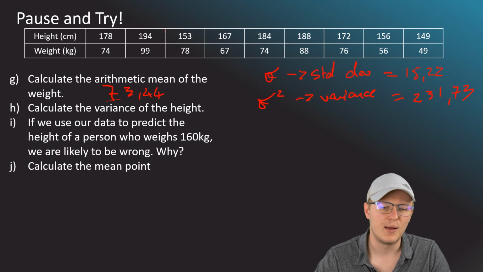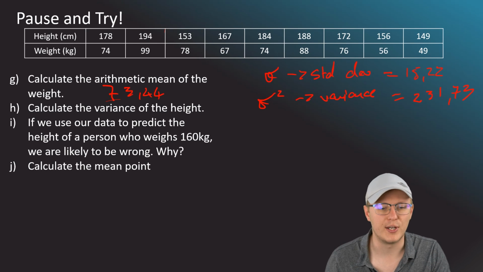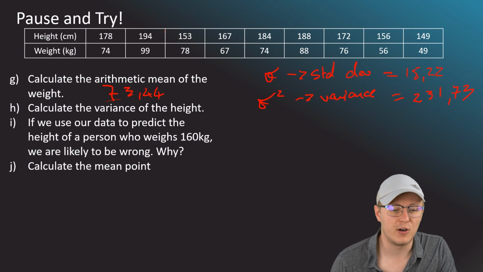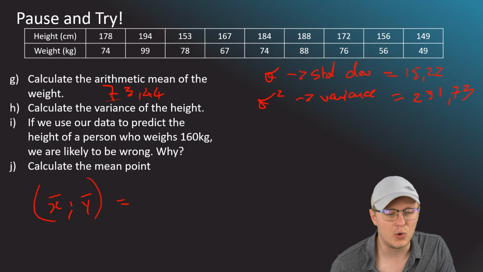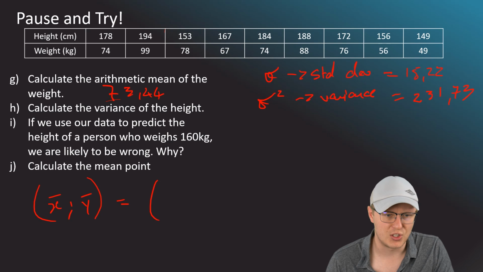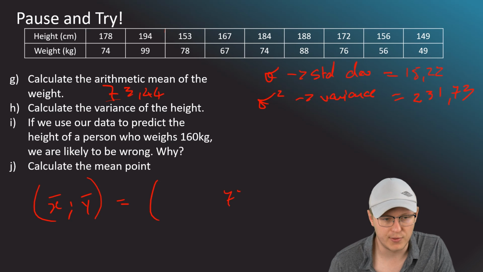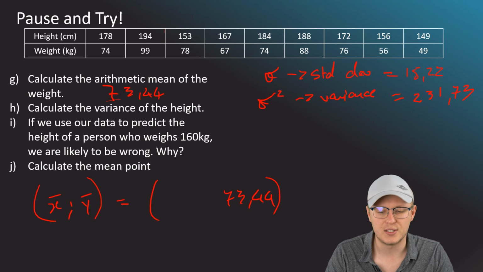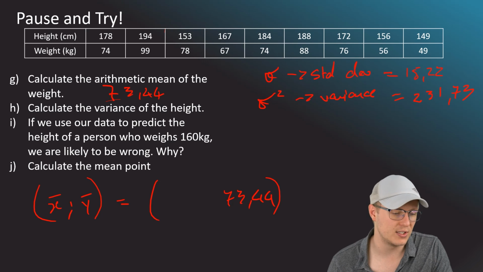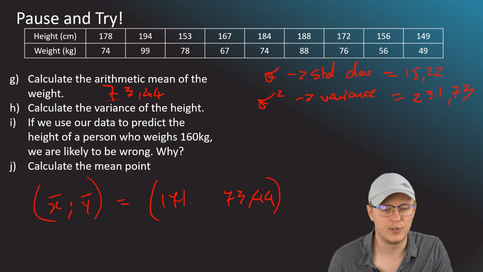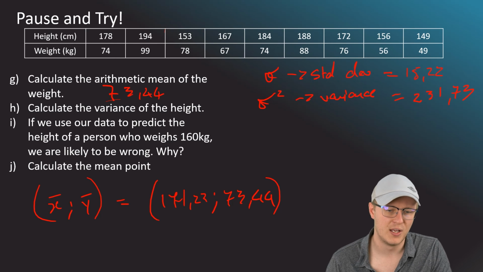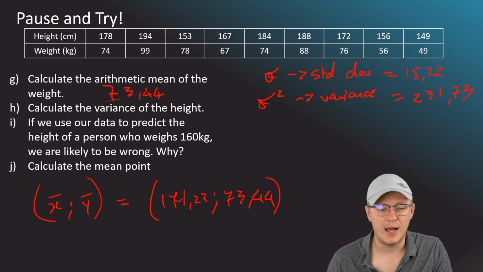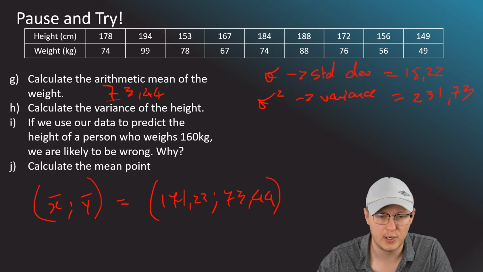And then for J, we've got to calculate the mean point. Now, the mean point is literally just the mean of either of these two things. So it's X bar, Y bar. And Y bar we've already got from G, so the mean of Y was 73.44. Then to get the mean of X, we're simply going to do the same thing again and select the mean of X in our calculators, and I get here 171.22. So that's going to be our mean point. And that was the last question that you were asked to find.